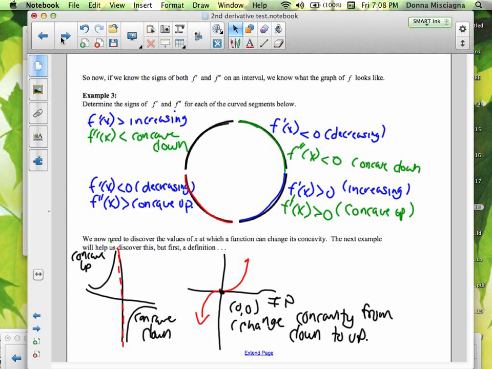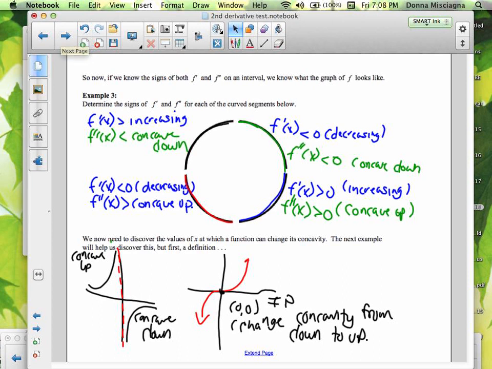And then if we look at our lower right, now we're increasing left to right, and we're increasing at an increasing rate, and we're going to be concave up. So the first derivative is positive, and so is the second derivative. Here, that looks a little bit better. So we discover the values of x at which the function can change its concavity. Next example will help us discover this, but first we'll have a little definition.